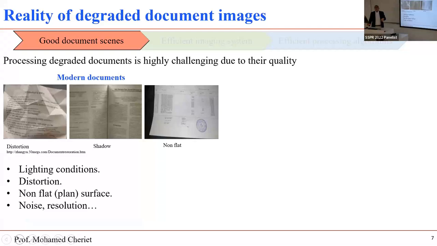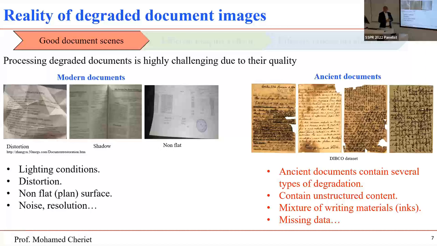We categorize degradation in modern and in old or ancient documents. In modern documents, you have distortions, shadow, show-through, non-flat pages and so on, and you have some noise in the document processing. The second application, which is more severe, is what we are doing. We are dealing with historical documents, and especially we had a great project with La Bibliothèque de Québec, the Quebec Library, which is here in Montreal, downtown, and we try to digitize and also dig into this material.